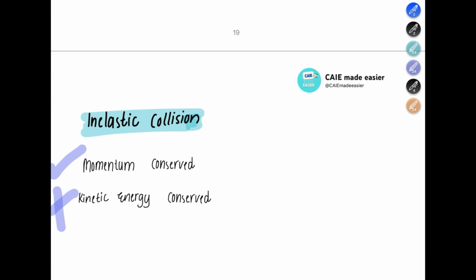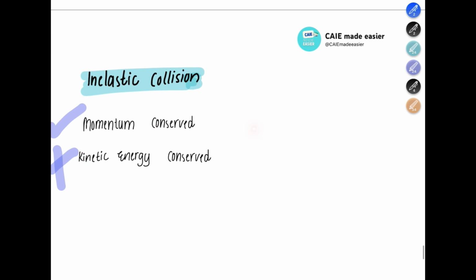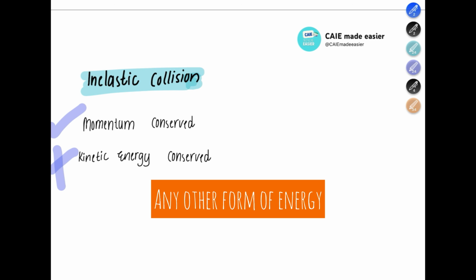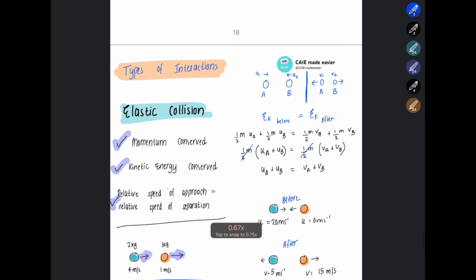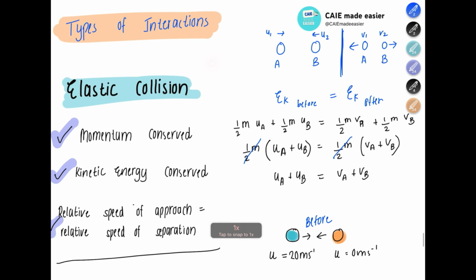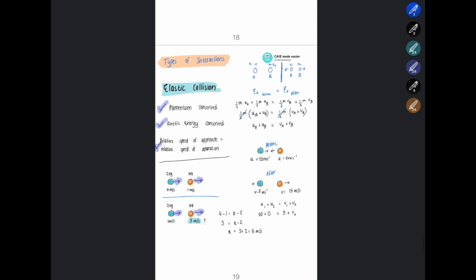In inelastic collision, only the kinetic energy is not conserved. Why? Because when two objects are colliding with each other, some of this energy is lost as either heat energy or sound energy, and not all of this energy is conserved. Elastic collision is most commonly observed when collision occurs on microscopic levels, for example, between atoms. And that's all about dynamics.